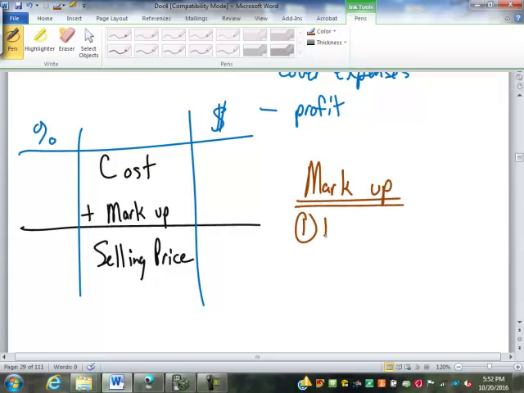The first one is markup based on cost. That is the one that makes the most common sense. What most people would think of when they think of markup is you find a percentage of the cost and you add it on. That's based on cost.